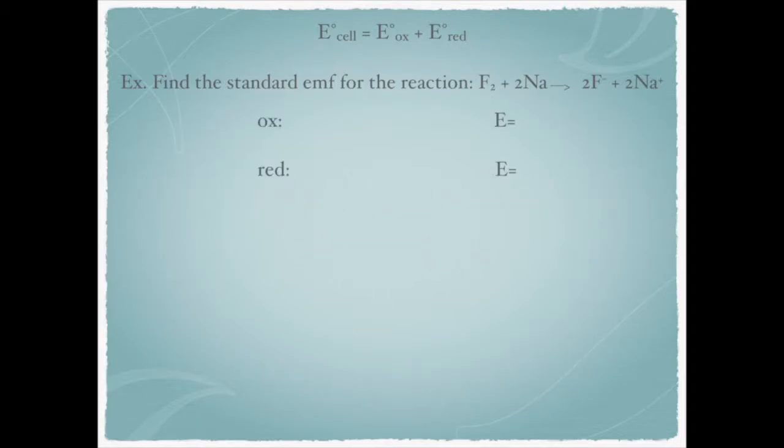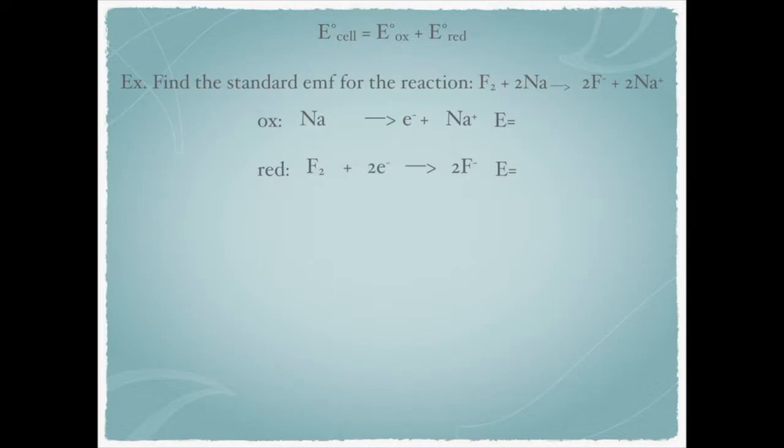And so my first task is to determine what's being oxidized. Well, since sodium's going from an atom to a positively charged ion, that means it lost electrons. So I have sodium, and it's going to produce sodium ions. And I've got to make sure I add that electron there because it's losing one electron. Now, fluorine's being reduced. Fluorine is going to become fluoride. And I've got to keep in mind that I'm adding 2 electrons to create that fluoride ion.